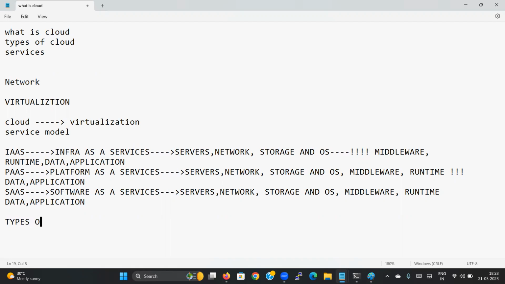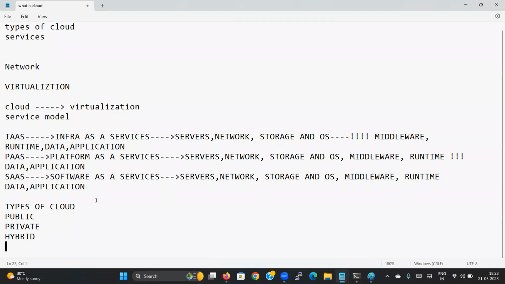Okay. Types of cloud. There are three types of clouds. One is public cloud and the other is private cloud. You will have several types of cloud computing technologies. What are the different types? One is public, private, and hybrid. These are the three different types of cloud technologies. Among these, we need to understand the configuration of public cloud, private cloud, and hybrid cloud.